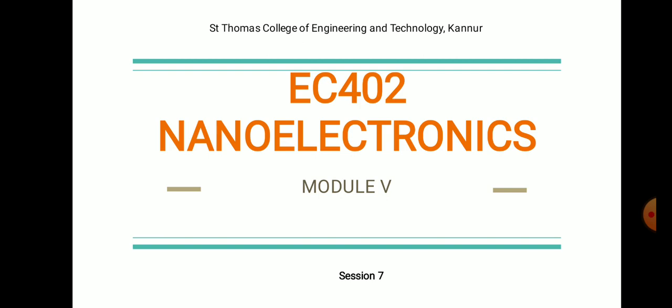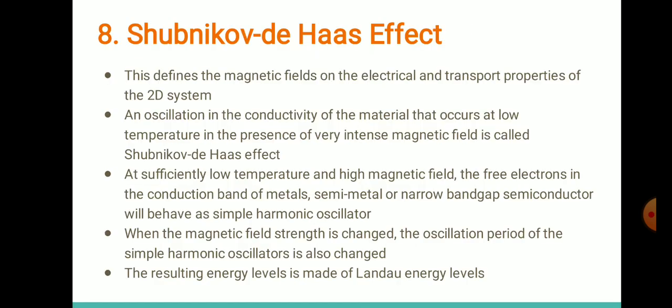So now we shall discuss the Shubnikov-de Haas effect, or we can call it the SDH effect. Well, this defines the magnetic field effect on the electrical as well as the transport properties of a two-dimensional system. So if the Aharonov-Bohm effect was on the magnetization type of oscillation, here we are discussing the electrical type of oscillation, or the effect of magnetic field on the electrical properties of a two-dimensional system.